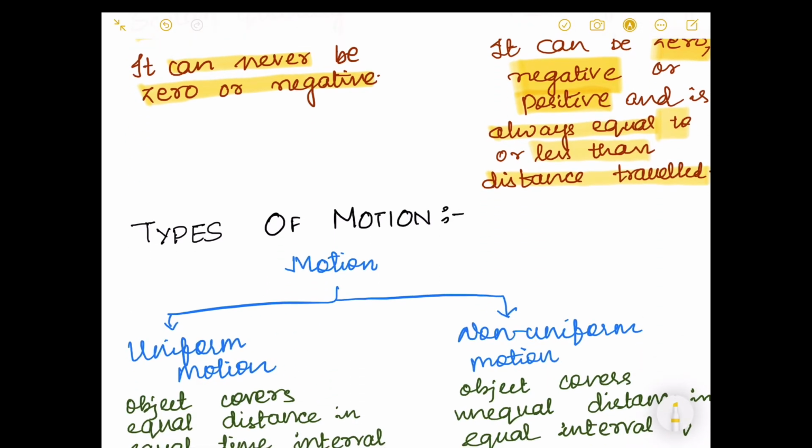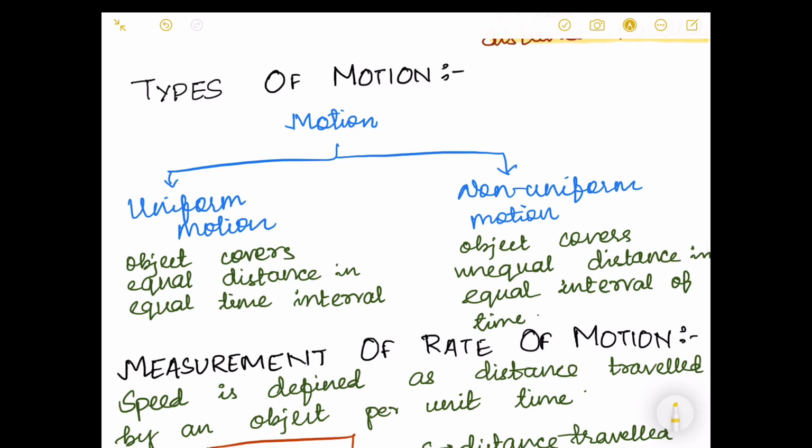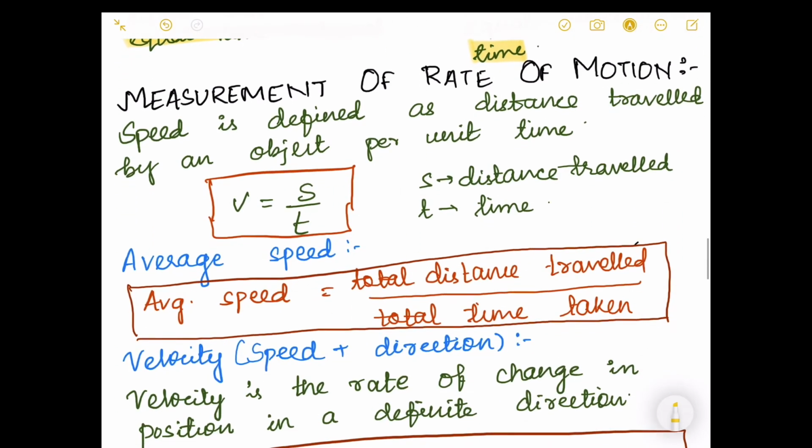Now let us discuss the various types of motion. Motion is divided into two types. One is uniform motion and the other is non-uniform motion. If the object covers equal distances in equal time intervals, then it is said to be in uniform motion, and if the object covers unequal distances in equal intervals of time, then it is said to be in non-uniform motion.